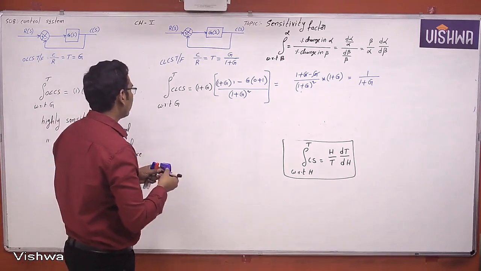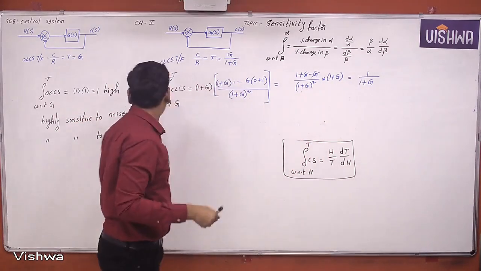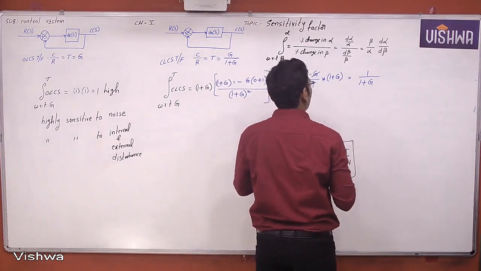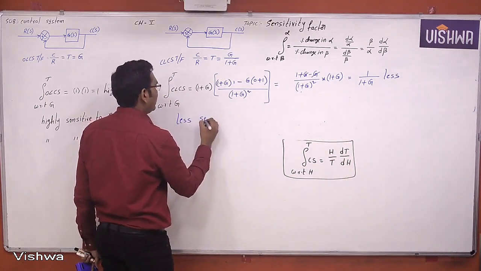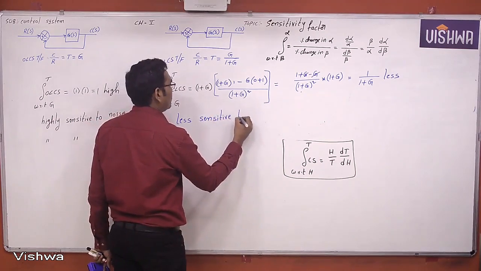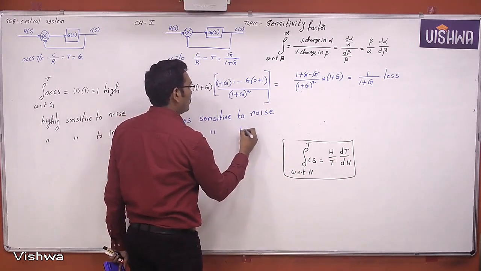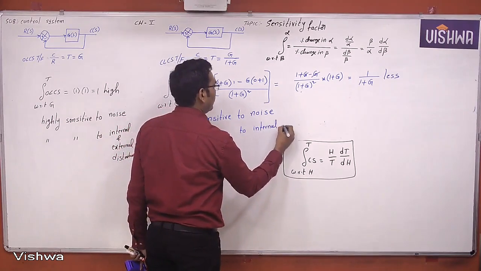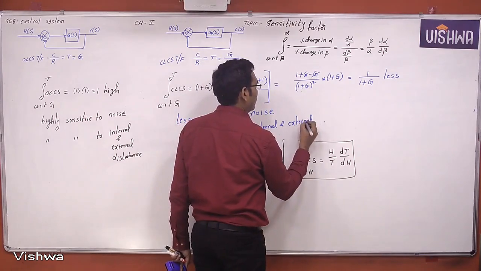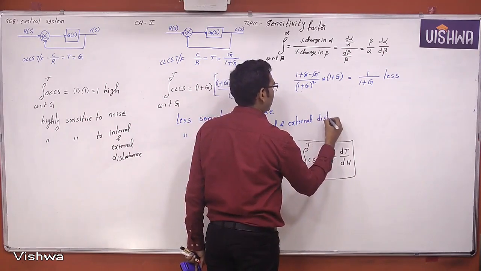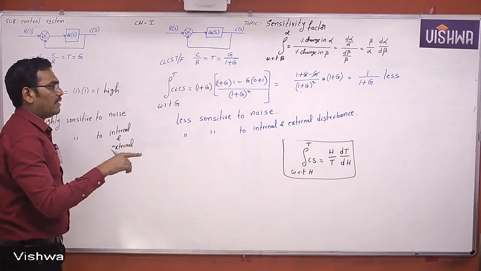Now come to the closed loop control system: its sensitivity is 1 divided by 1 plus G, so it is less. The closed loop control system is less sensitive to noise and less sensitive to internal and external disturbances.